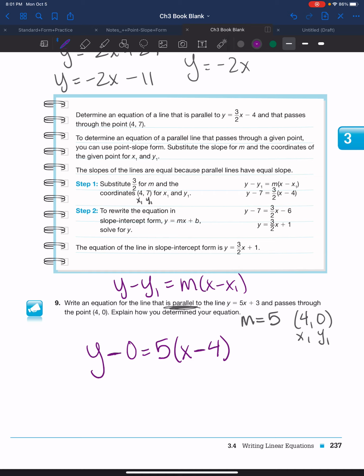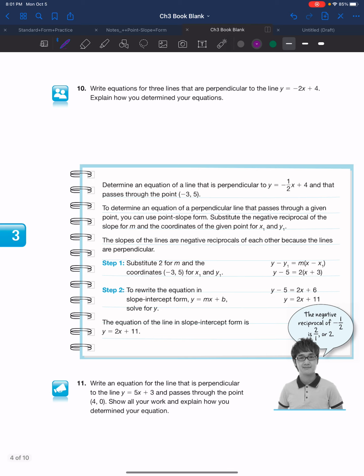So that's how I would plug in point slope form for a parallel line that goes through the point (4, 0). Now we may come back later and solve for y on this one, but we're going to leave it like this for now in point slope form and move straight on to the next section. Now we have the perpendicular example.